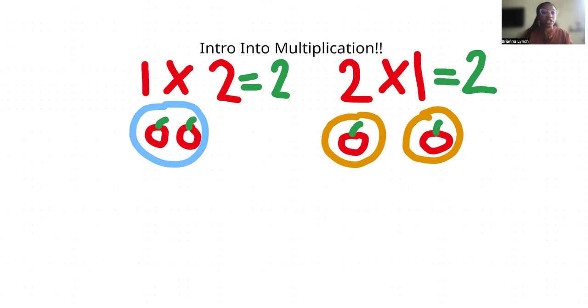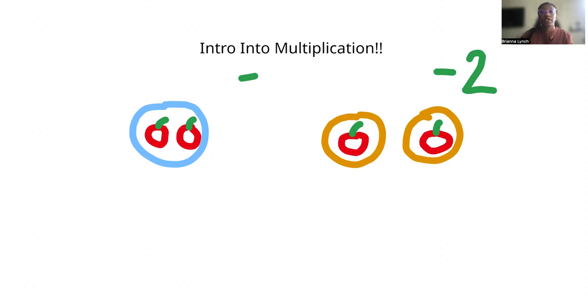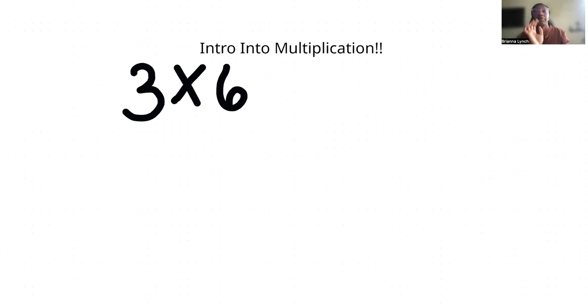Now, let's do one together. You can take out your dry erase marker this time. And we are going to do this one together. This time, let's do 3 times 6. So you're going to write 3 times 6. All right. We'll do 3 times 6 first, and then we'll switch it around and do 6 times 3.